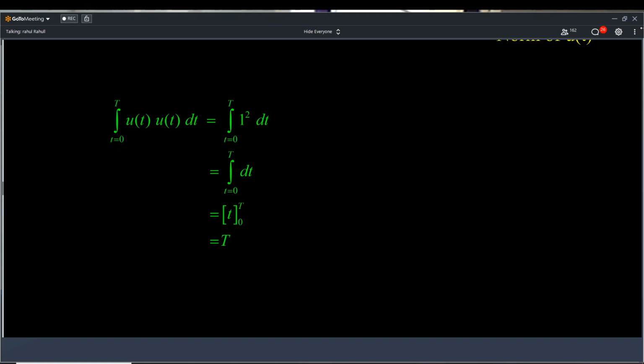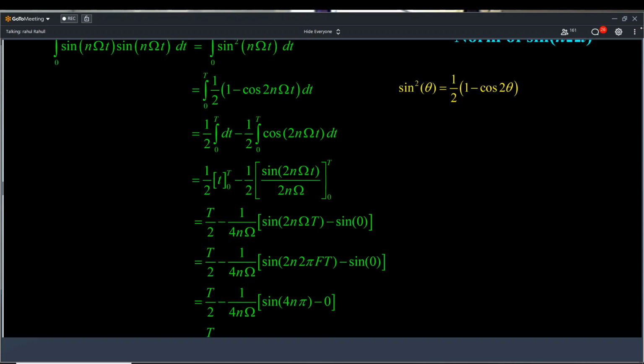Now check the norm of a unit step function. The norm of a unit step function is T. See where it has been calculated: integration of u of t into u of t over 0 to T comes out to be T. That means the norm is not unity. See here, the norm of a sine function, that is sine n omega t, is root T by 2.